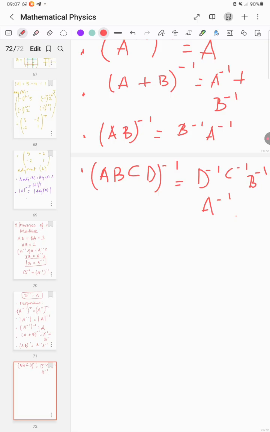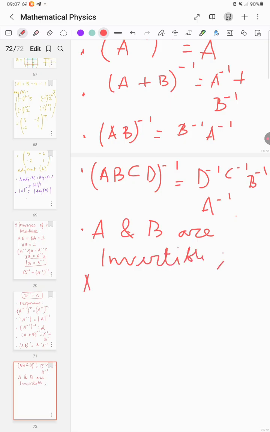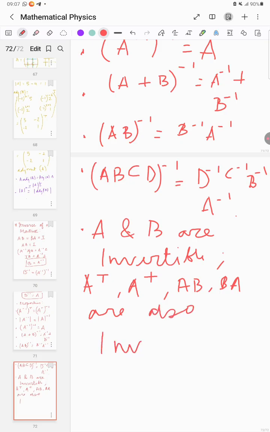Also, another property says that if A and B are invertible, then A transpose, A dagger, B transpose, B dagger, AB, BA are all invertible. Now let us look into some of the formulas for finding the inverse.